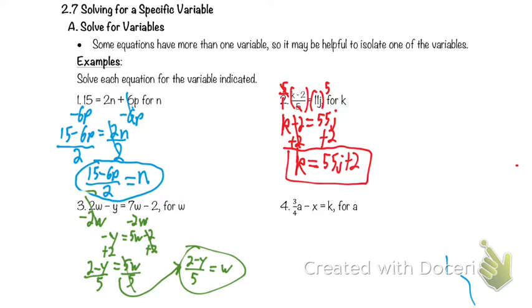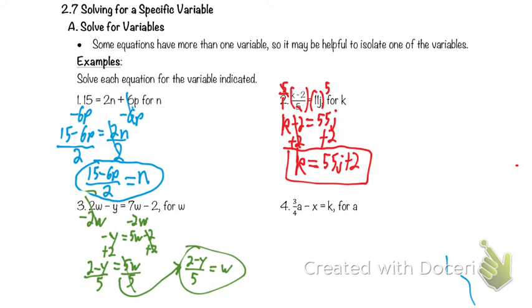Well, let's not panic with fractions. Let's not freak out and be like, we're lost. We can do this just fine. 3/4 a minus x equals k. And what variable are we solving for? A. We're solving for a. So it's being multiplied by 3/4, subtracted by x. Which one would we undo first?